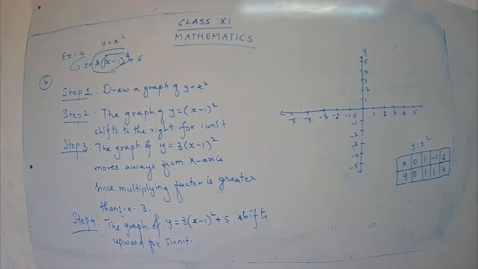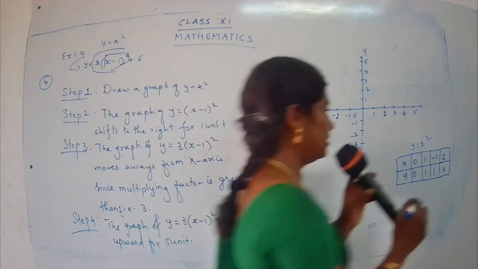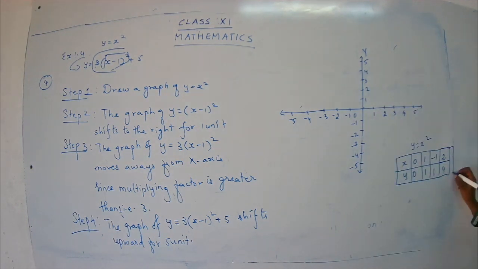Present your graphs neatly. Okay, so just take one more point. I'll just do it for -2. I'll put here -2, and for that I'll write here 4. So if x is -2, -2 the whole square gives you 4.